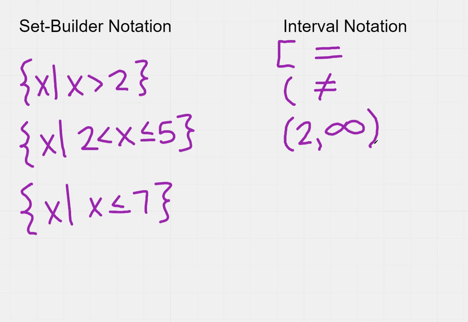Now if I look at the next one, I've got two numbers. I've got a 2 and a 5, so that's the easy part. Now the left one over here, that's not equal to, so it's a parentheses. If it's equal to, it's a square bracket. On the last one, I just have 7, but it says x is less than or equal to 7. So I know it's less than or equal to 7. And if it's going to be less than, it means I'm going to go down to negative infinity. And again, remember, infinity or negative infinity is always a parentheses.